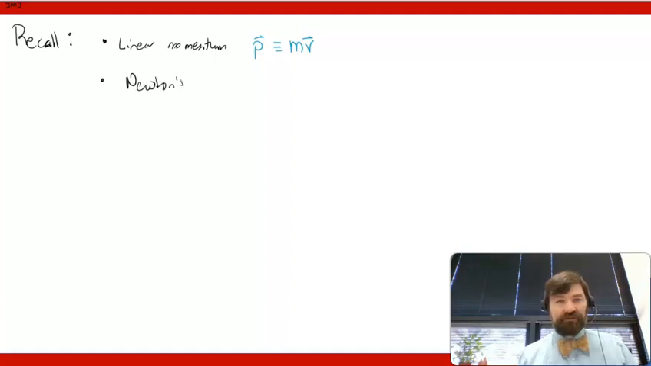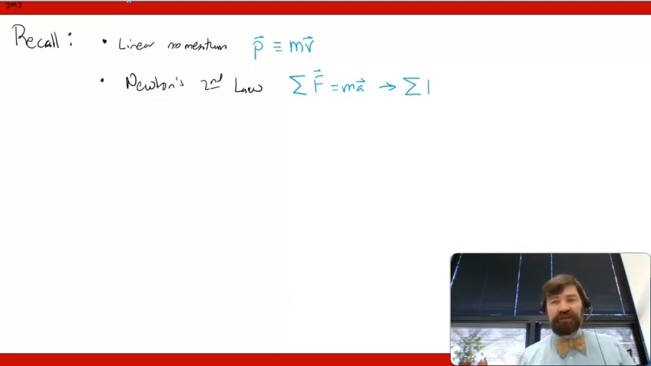Newton's second law was originally presented to us as sum of forces is mass times acceleration, but we later realized that this actually could be recast in terms of linear momentum, so that the sum of forces acting on an object was the rate of change of the object's linear momentum.